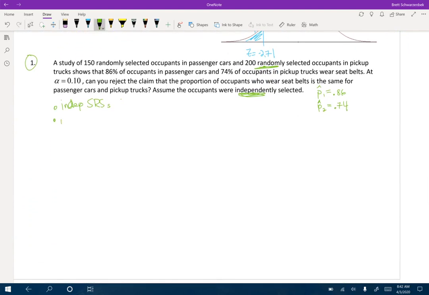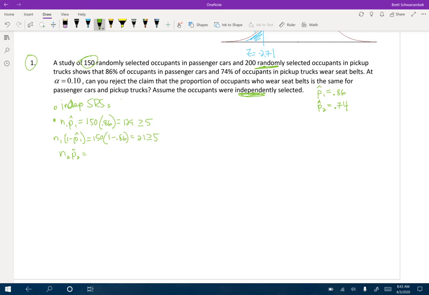So what does that look like? We want n1 p hat 1. We have 150 passenger cars, of which 86% are wearing seatbelts. That's 129, which is bigger than 5. We have n1 times 1 minus p hat 1, which is 150 times 1 minus 0.86. That gives us 21, which is greater than or equal to 5. We're actually getting pretty small there. Note that sometimes you will get pretty small, and sometimes the condition will be violated and you're not supposed to do the test because of the lack of normality.